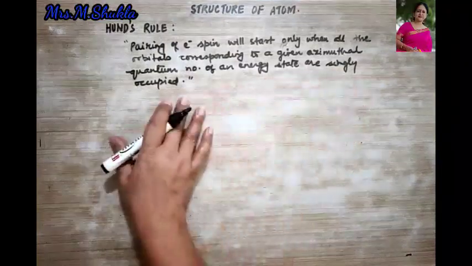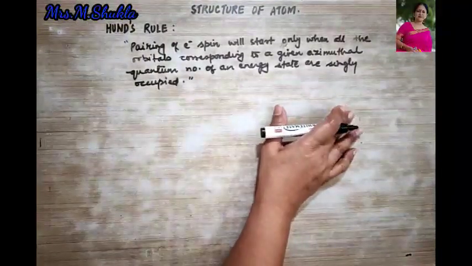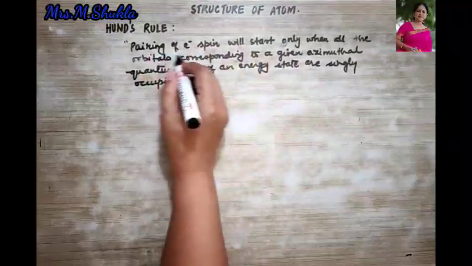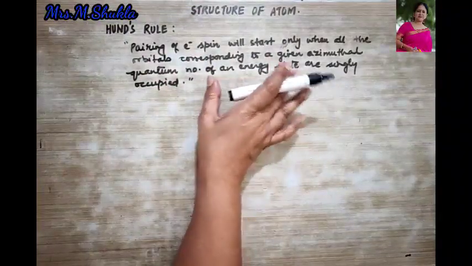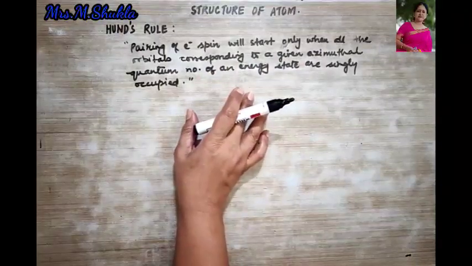be singly occupied. When all the orbitals are singly occupied, then only the pairing of the electron will start, right? So through examples I will explain you this.